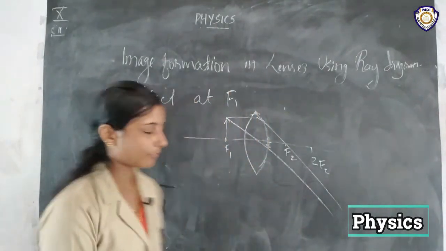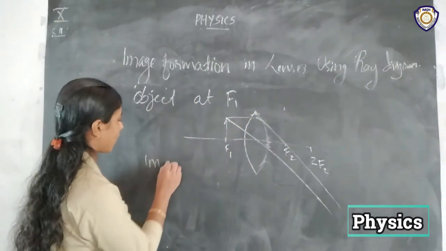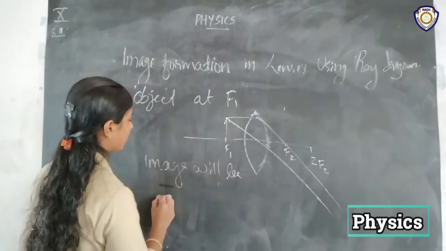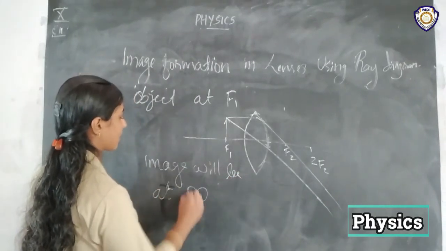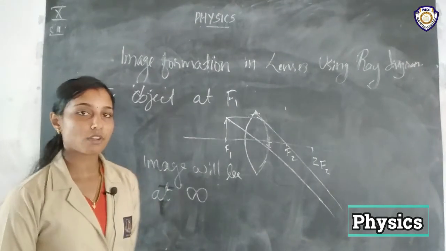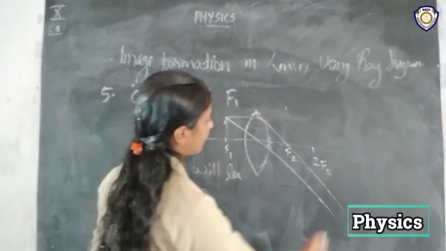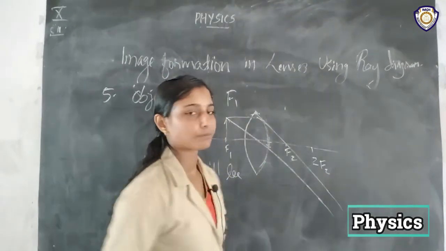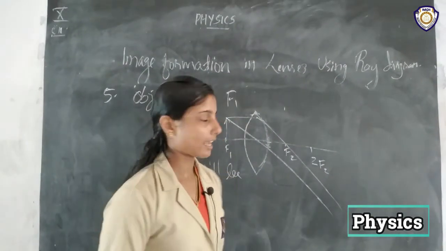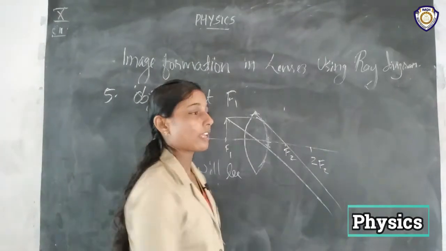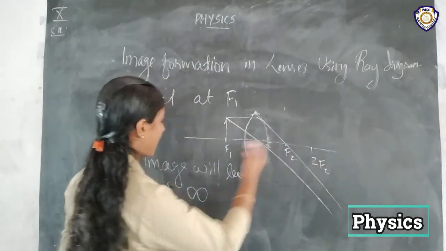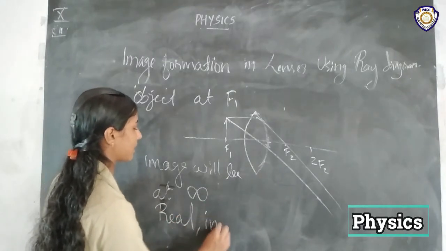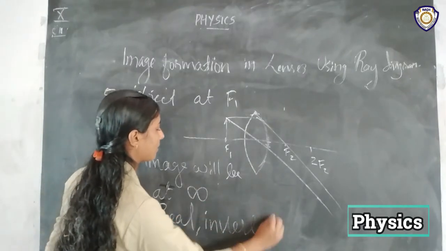So the image will be formed at infinity, right? And what will be the nature? Yeah, it will be inverted. That is, the image is formed below the principal axis, right? So it should be an inverted image, and it should be an inverted and a real image. So the real and inverted image will be formed.